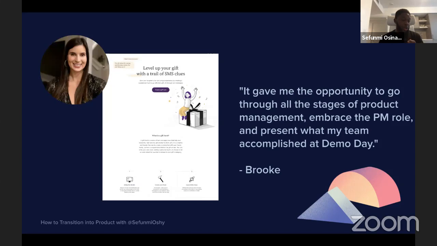I also wanted to give you an example. We just finished our last cohort last month in September, and I want to give you an example of what people built. So this is Brooke. She built a product called Gift Hunt. If you're buying a gift for someone, you can send them clues at different dates before the gift arrives to keep them engaged and guessing. It's an idea she had, and she was able to build an MVP in just 6 weeks. It gave her the opportunity to go through all the stages of product management, embrace the PM role, and present what she and her team accomplished on demo day.